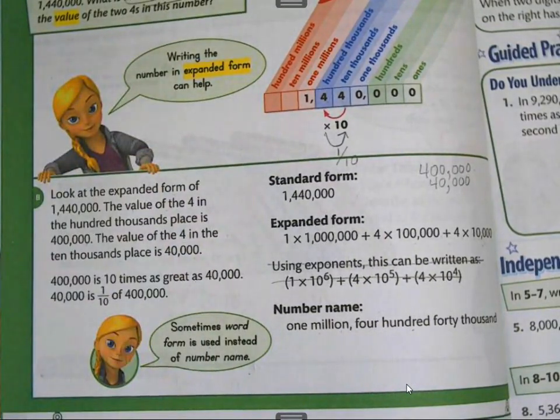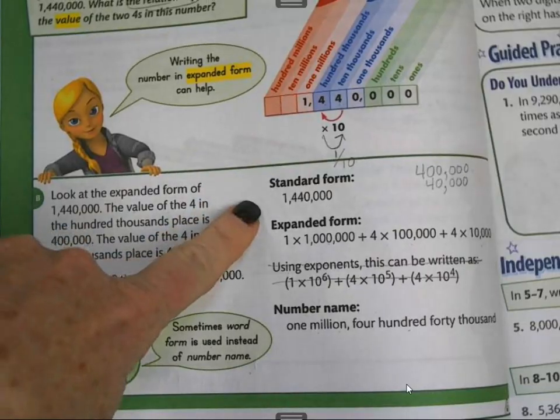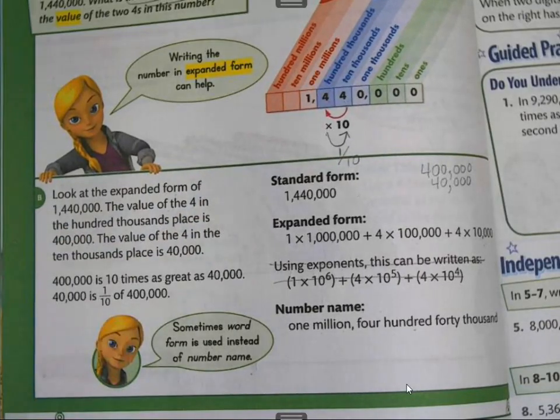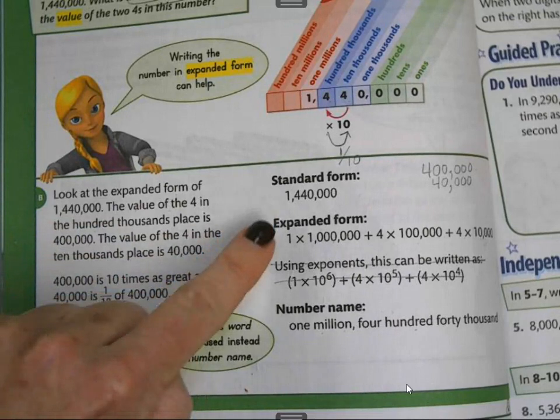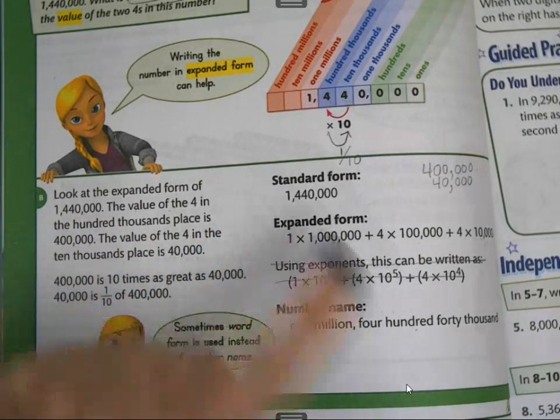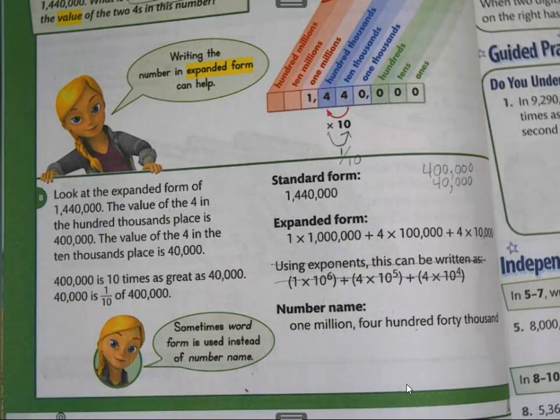So don't forget, standard form is just how you write a number with the digits 0 to 9. Expanded form is where you take the place value digit and multiply it times the place value and add it to the next one. And number name is how you write it in words. All right, so let's just do a couple problems. I think that's probably the easiest way.